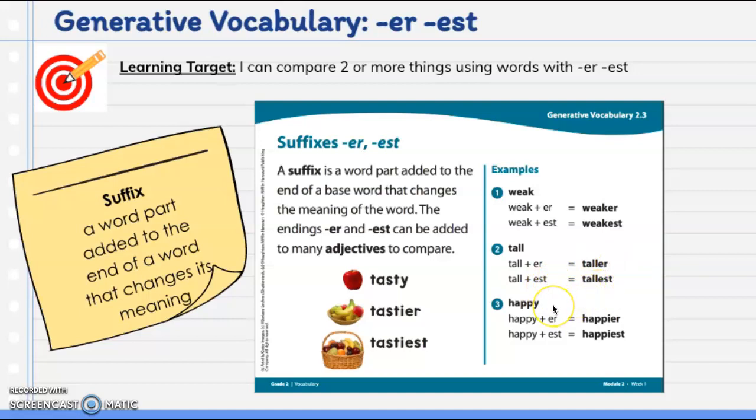Finally, we have the word happy. We can add ER to make the word happier, or EST to make the word happiest. If you noticed, happy ends in Y like tasty. We have to change the Y to an I before we add our endings.